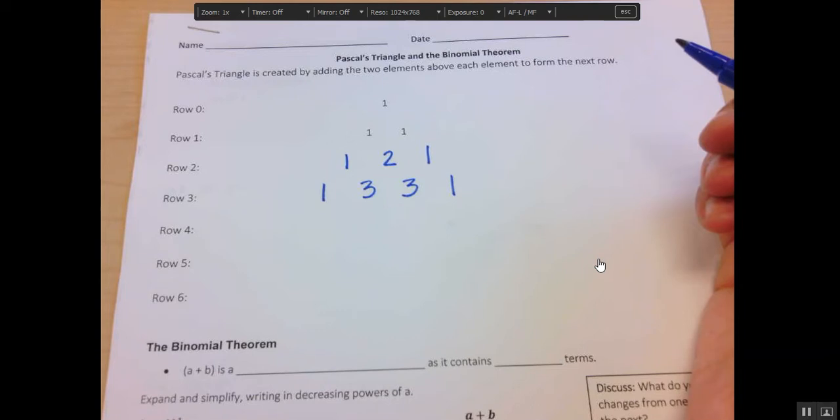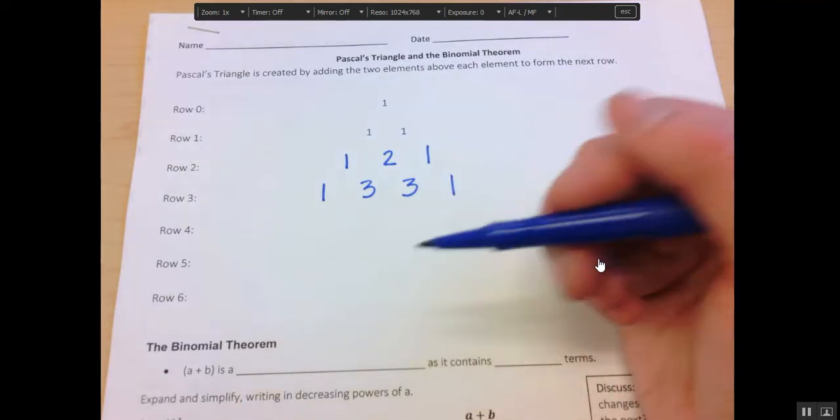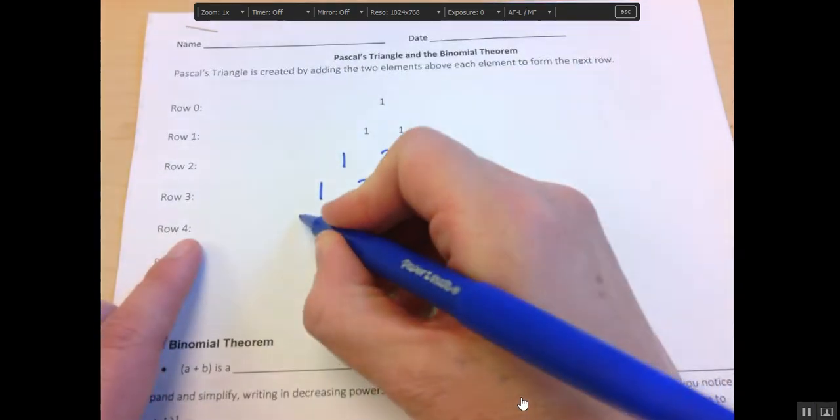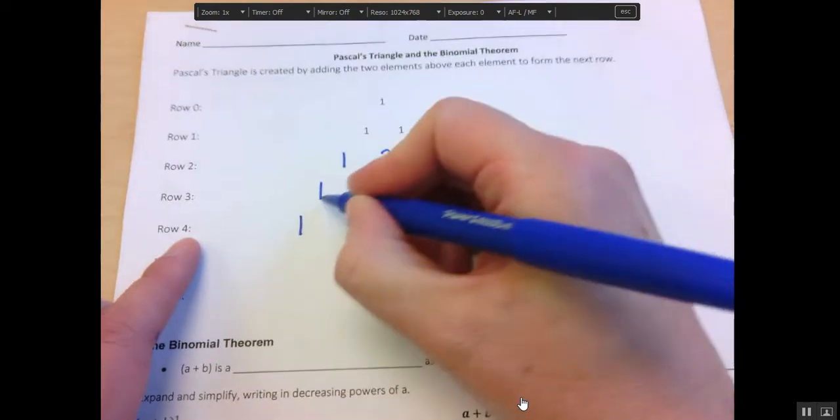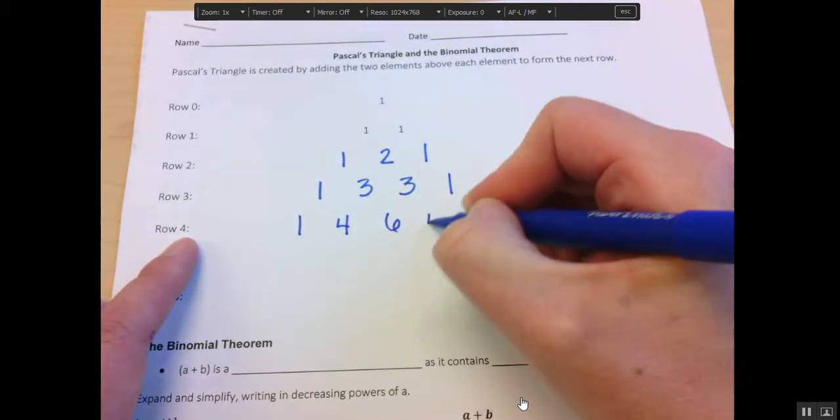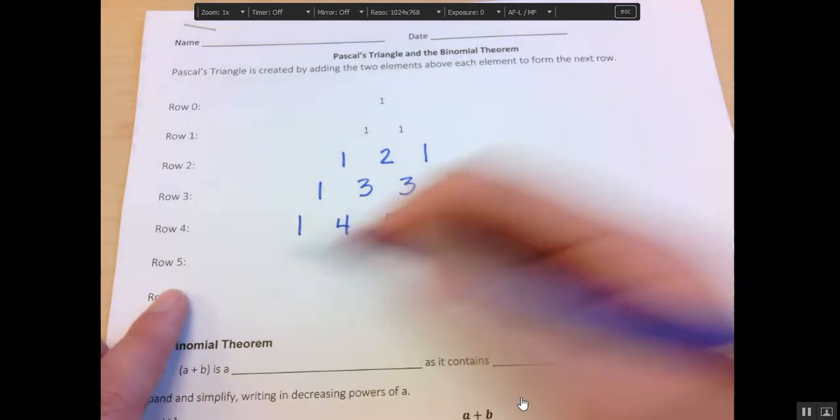All right, who has a question about how to make Pascal's triangle? So I want you to see if you can do the next 3 rows, and then we're going to talk about the notes below here. Okay, so hopefully you're ahead of me. Ones on the outside, add these 2. Add these 2. Good.